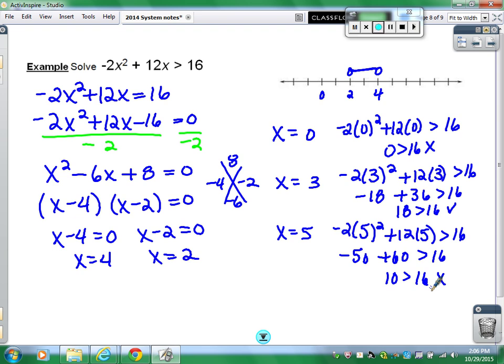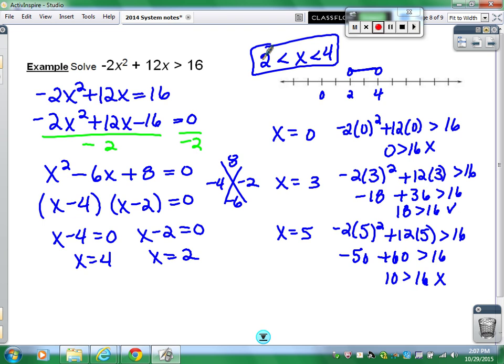Now, I've got to write this as an inequality. That's an and inequality. X is greater than 2 and less than 4. My answer is between 2 and 4. Well, that's an and. You said, well, I thought we said it was going to be an or. Why did this thing flip over and turn into an and?